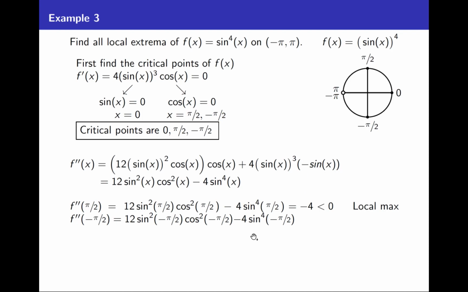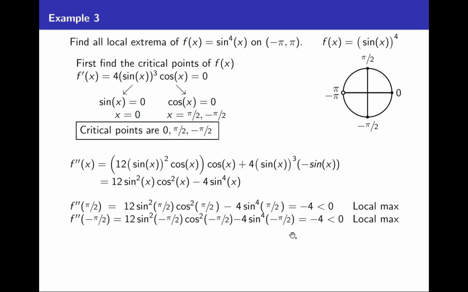Let's move on to the other critical number, negative pi over 2. Plugging that in, it's much the same computation. Cosine of negative pi over 2 is 0. Sine of minus pi over 2 is negative 1, but then you're raising it to the power of 4. So this turns out to be negative 4 again. Again, it's less than 0, and you've got a local maximum of your function at x equals minus pi over 2 by the second derivative test.